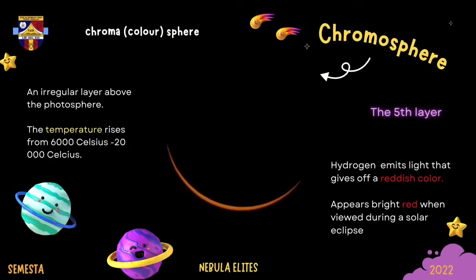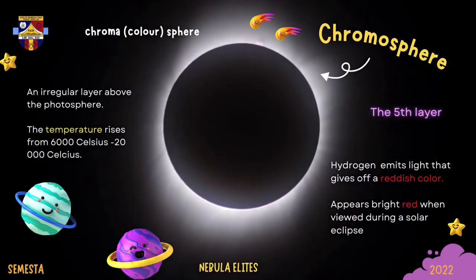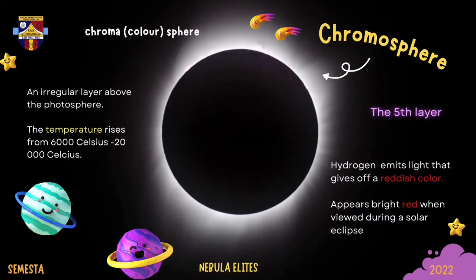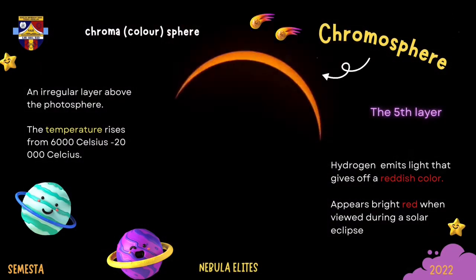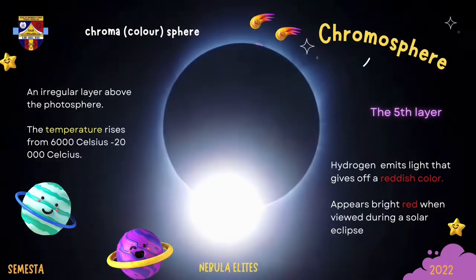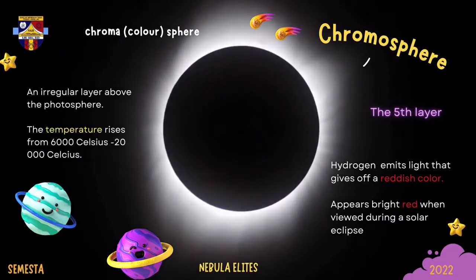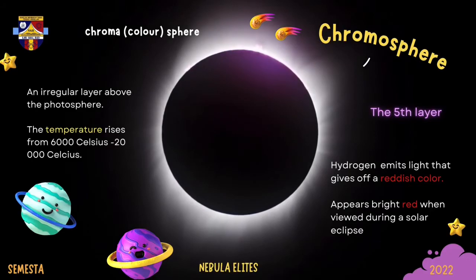Next is the chromosphere, the fifth layer from the core of the sun. It is an irregular layer above the photosphere. The temperature is so hot that it can rise from 6,000 Celsius to about 20,000 Celsius. During the solar eclipse, this layer will appear bright red. The hydrogen is the one that emits light that gives off a reddish color. The color gives the name of the zone. Chroma stands for color, producing the name chromosphere.